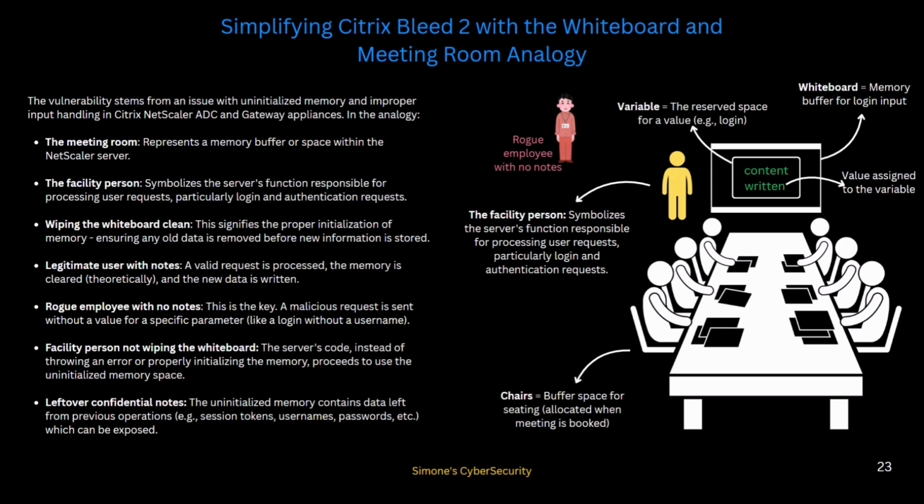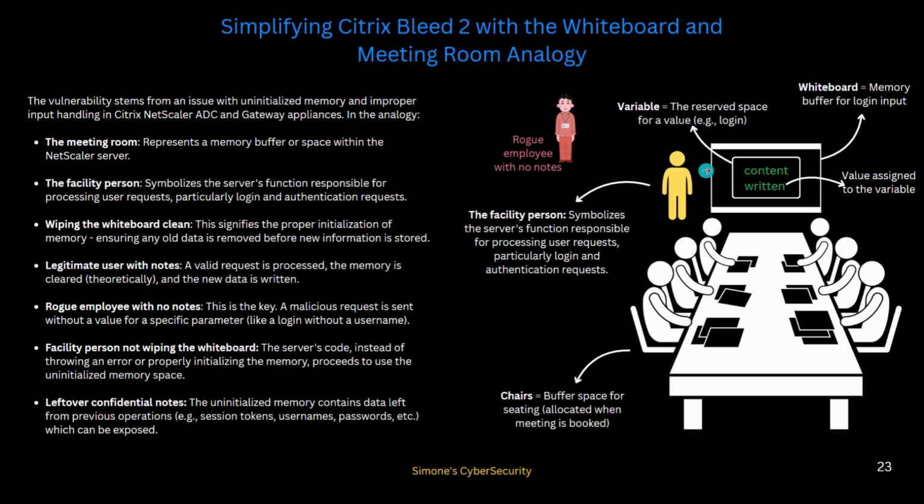Whenever a legitimate user provided a login value, the server cleared and reused the memory buffer safely. Similar to a good employee booking this meeting room, handing over notes to this facility person to write, then this facility person, since it sees there is something to write, will wipe the whiteboard clean and overwrite it with new content. But when this rogue employee walks in empty-handed, does not give any new notes to write, this wiping of the whiteboard does not happen, and there is information disclosure.